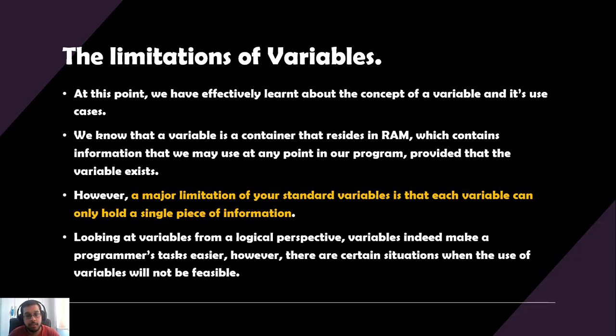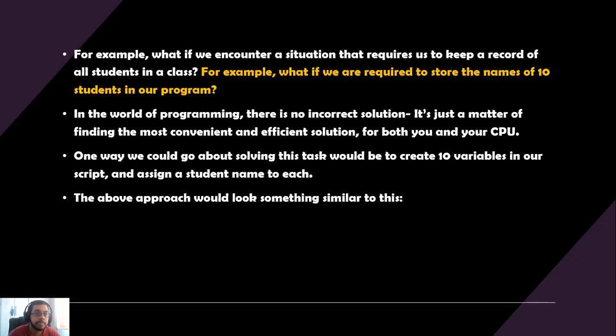Looking at variables from a logical perspective, variables indeed make a programmer's tasks easier. However, there are certain situations when the use of variables will not be feasible. For example, what if we encounter a situation that requires us to keep a record of all students in a class? For example, what if we are required to store the names of 10 students in our program?